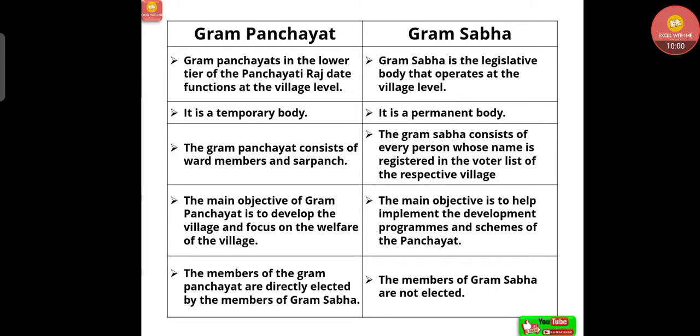The main objective of Gram Panchayat is to develop the village and focus on the welfare of the village. The main objective of the Gram Sabha is to help implement the development programs and schemes of the Panchayat. The members of the Gram Panchayat are directly elected by the members of Gram Sabha. The members of Gram Sabha are not elected. So these are the points we have to understand related to the Gram Panchayat and Gram Sabha difference.